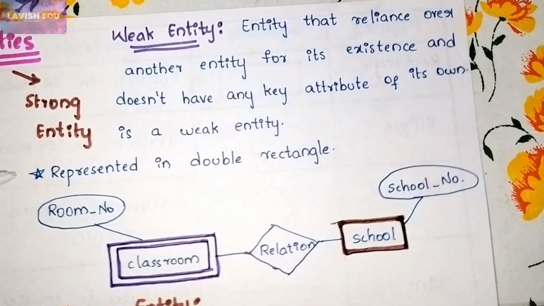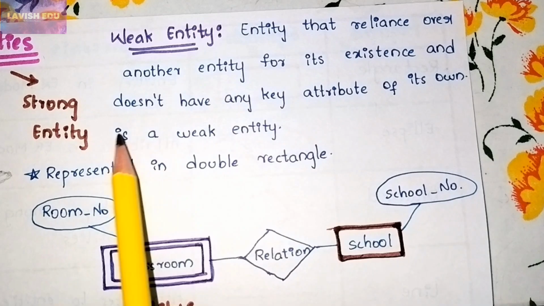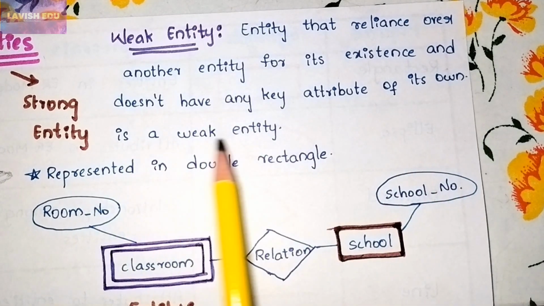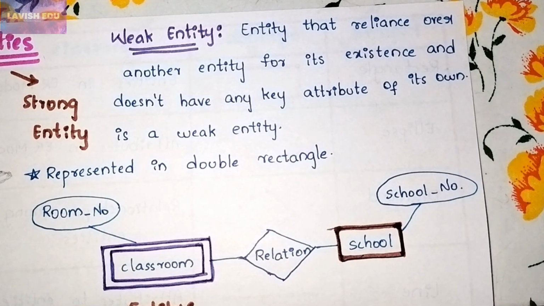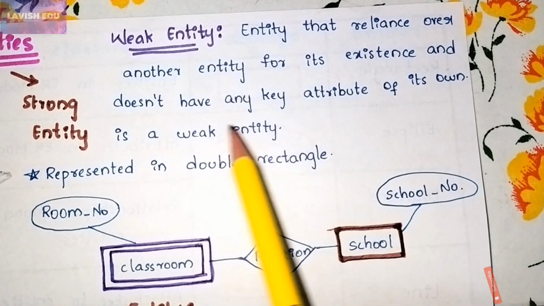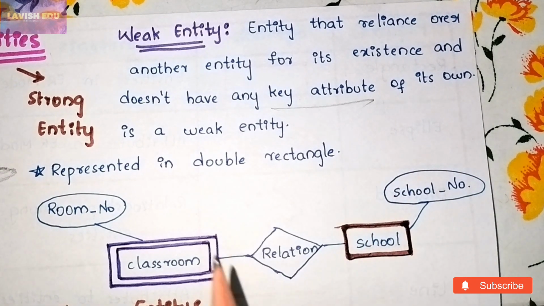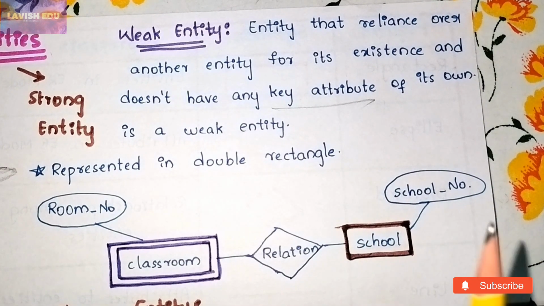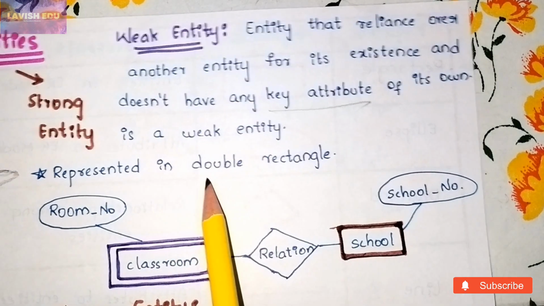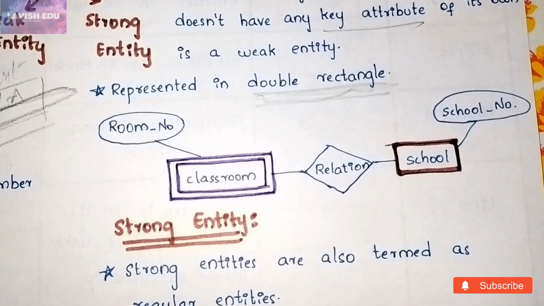Now let's see about weak and strong entities. A weak entity relies on another entity for its existence and doesn't have any key attribute of its own. It depends on another entity for its validation in the process. Key attributes means primary key, foreign key; it won't have any key attributes. Weak entities are represented in double rectangles.